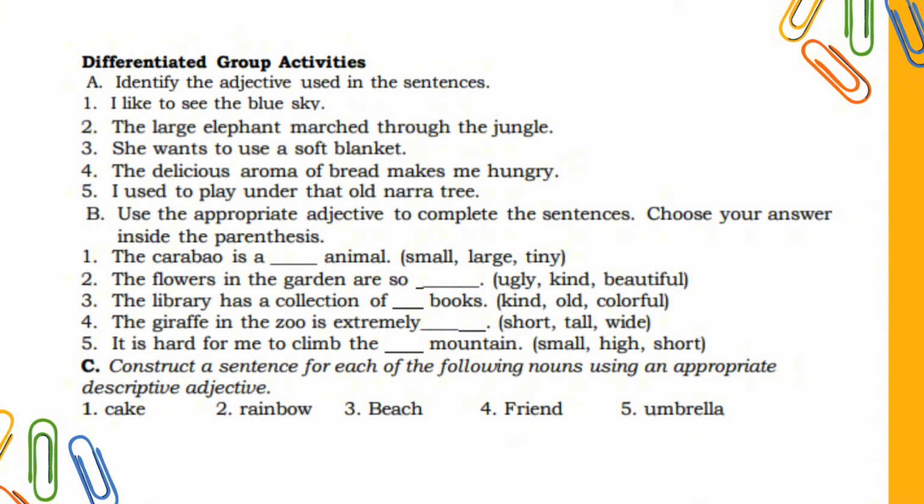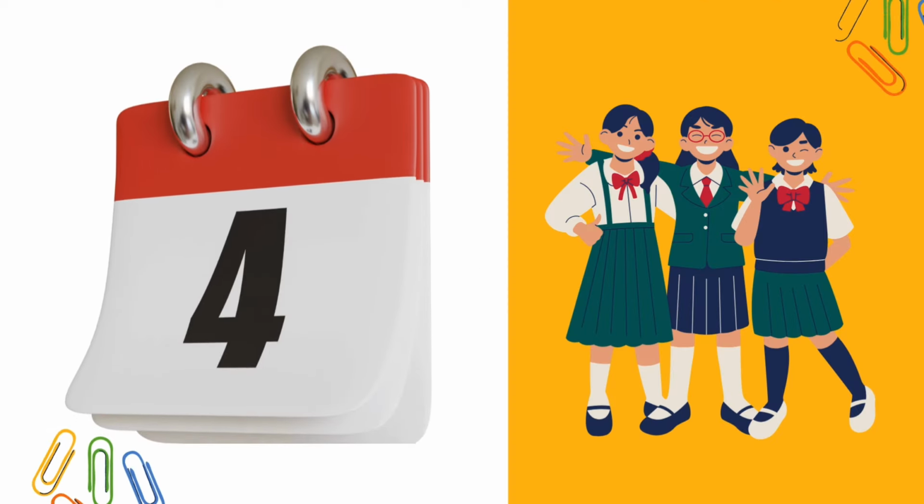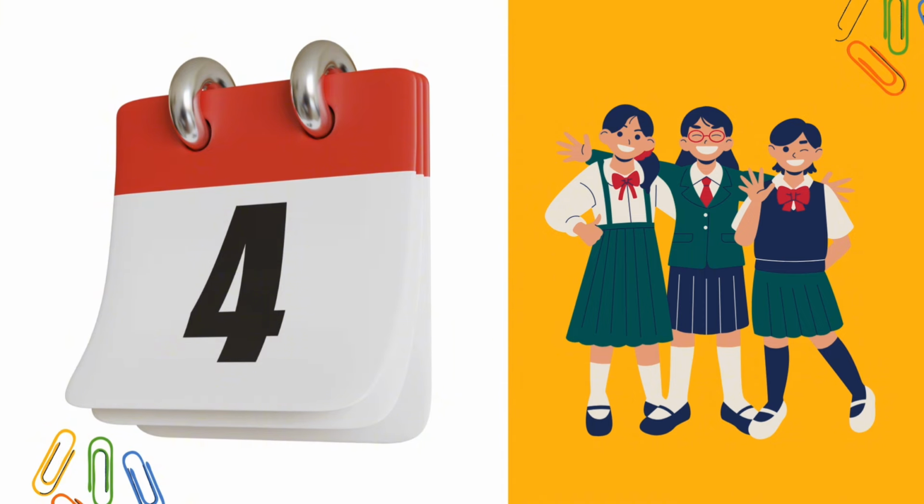Okay, so for letter C, construct a sentence for each of the following nouns using an appropriate descriptive adjective. Alright, so my mom baked me a delicious chocolate cake. I love the beautiful rainbow that I saw yesterday. We are very excited to go to the very beautiful beach in Batangas. My humble friend always asks me if I'm okay. I went to the market to buy a new umbrella. Okay, something like that.